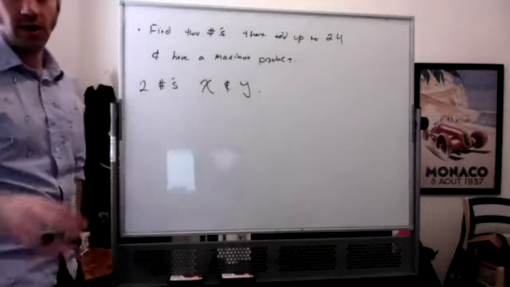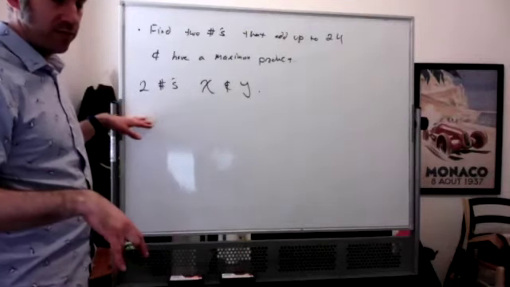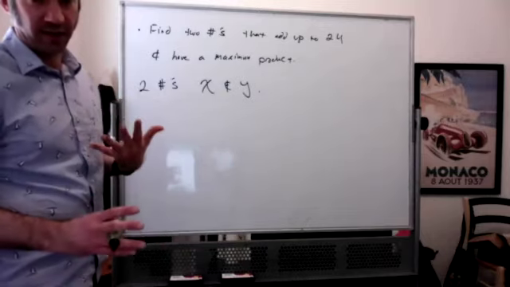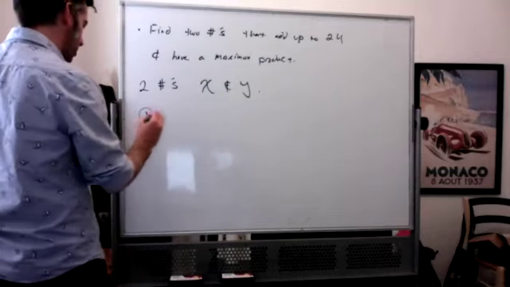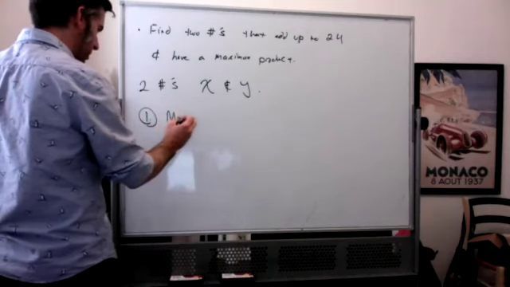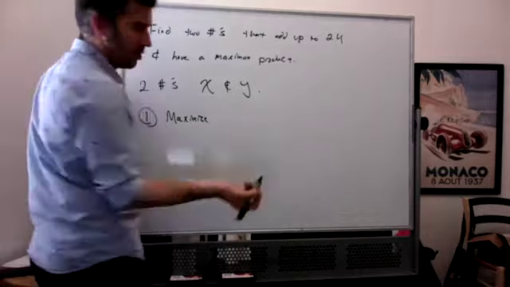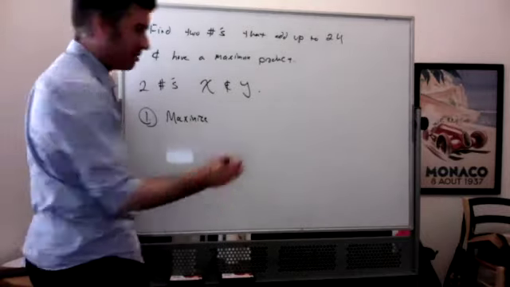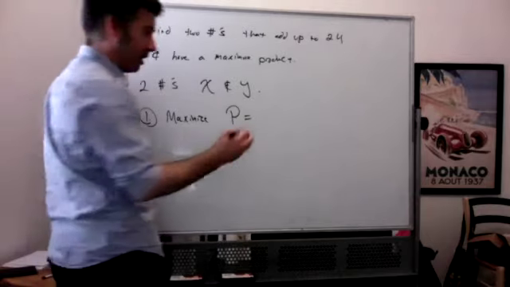And personally, I've always set up these problems by first writing down the thing that we're trying to optimize. So if I want to maximize the product, which we often call capital P, equal to, well, the product is just X times Y.